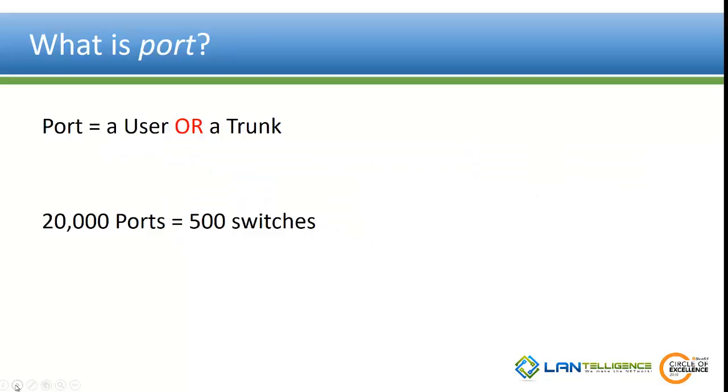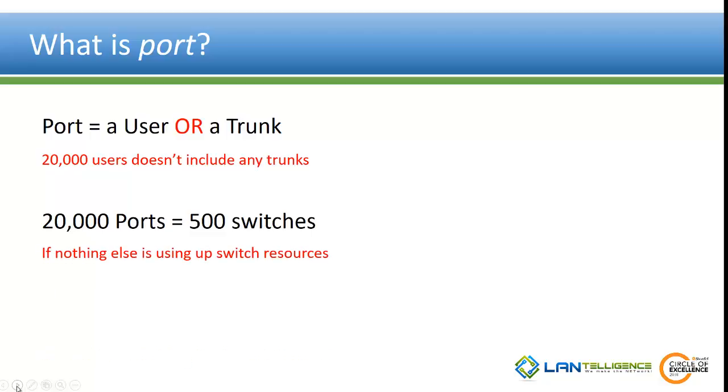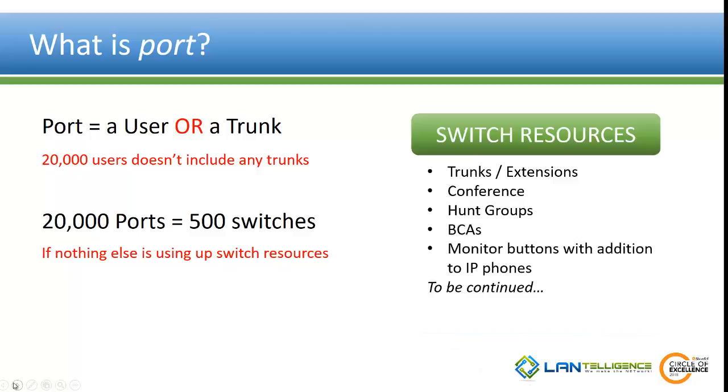So port is a user or trunk, 20,000 ports, 500 switches. 20,000 users doesn't include any trunks. I believe the maximum for the trunks is 5,000 trunks. Switch resources. What is a port? A port is a user or trunk. 20,000 users don't include any trunks. 20,000 ports equals 500 switches.